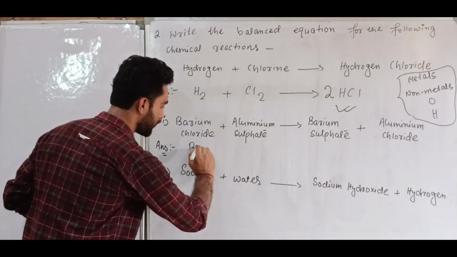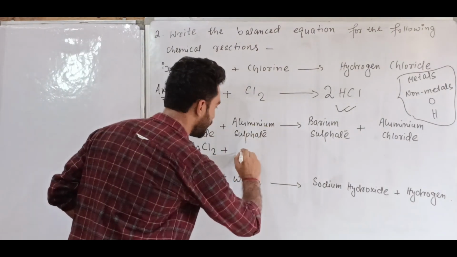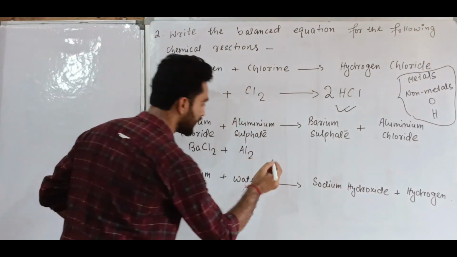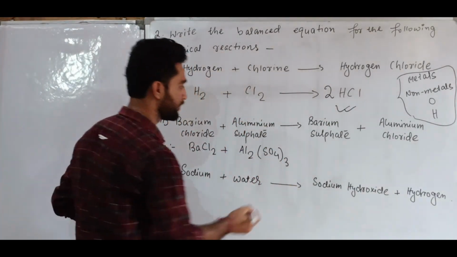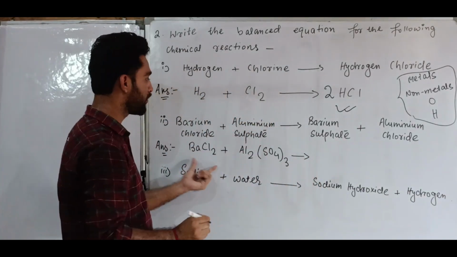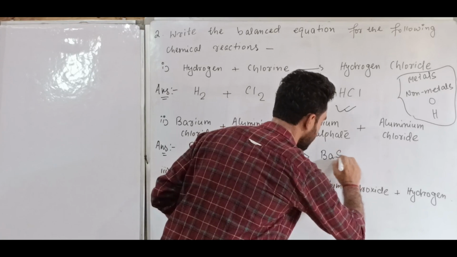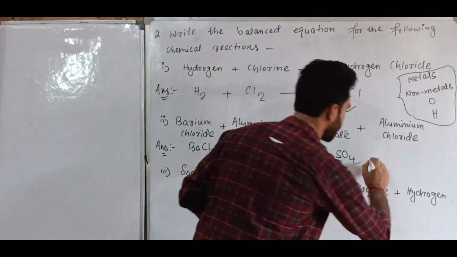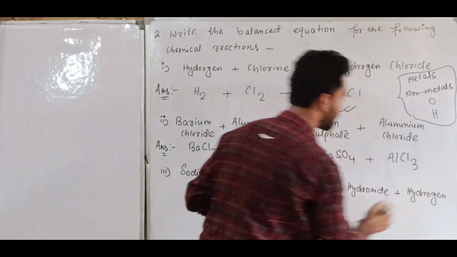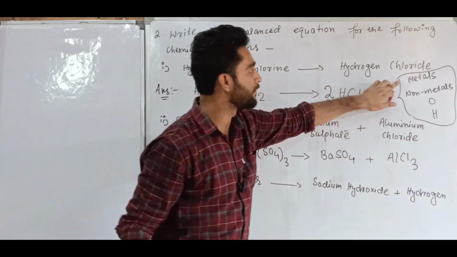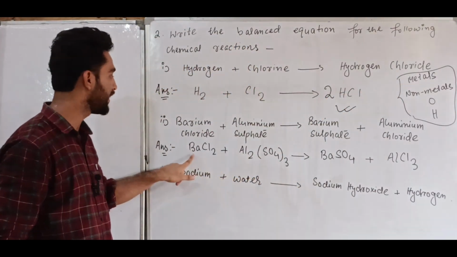Now, second question. Barium chloride. Barium chloride formula is BaCl2. It reacts with aluminum sulfate. Aluminum sulfate formula is Al2(SO4)3. So barium chloride reacts with aluminum sulfate, forms barium sulfate. Barium sulfate formula is BaSO4, plus aluminum chloride. Aluminum chloride formula is AlCl3. Now remember this trick. First try to balance the metal. So here in this reaction, what are the metals? Aluminum is a metal, barium is a metal.